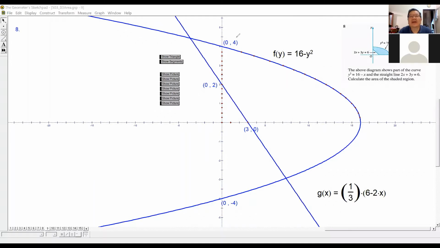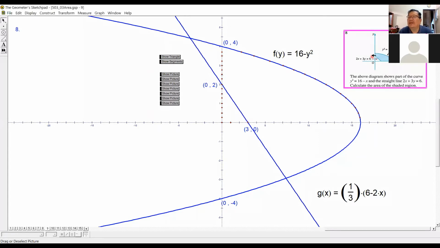Okay, right. This one. So I am now reading the question here. Question number 8: The above diagram shows part of the curve. This is the curve, part of the curve, y square equals to 16 minus x and the straight line 2x plus 3y equals to 6. Calculate the area of the shaded region.